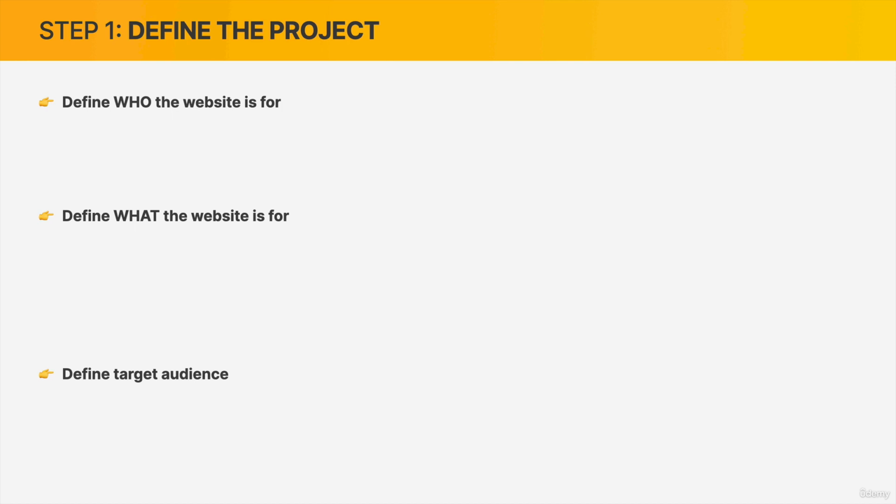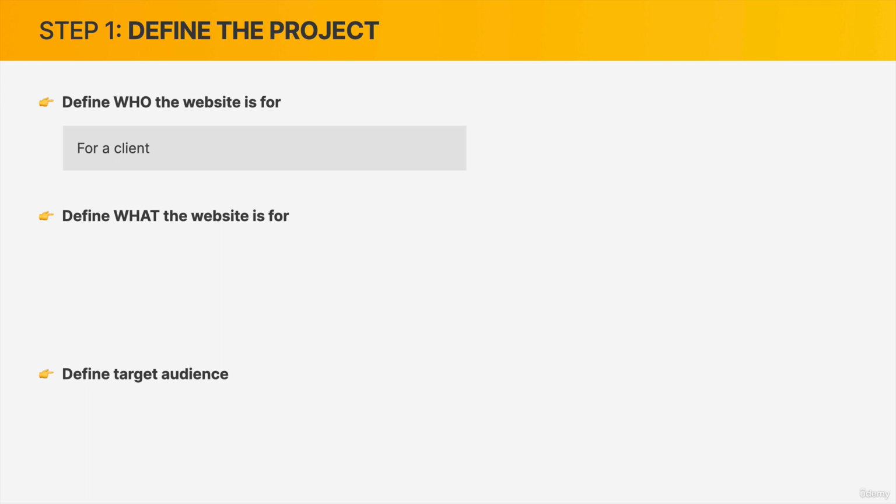So the first one is very easy. In this case, this project is for a client, the OmniFood company. Next, defining what the website is for is basically defining the user goal and the business goal.